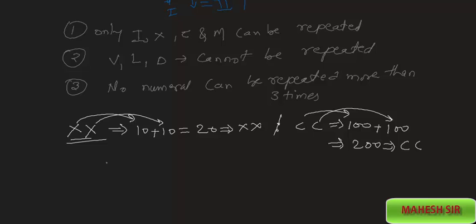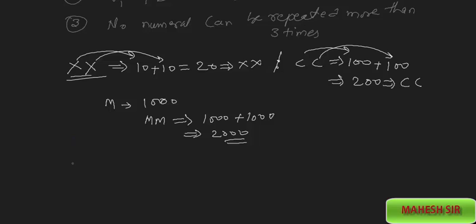So in this way we can write, just like this one, M stands for 1000. So if I need to write 2 times M, it means 1000 plus 1000, which becomes 2000. Okay. Now come to rule 2.